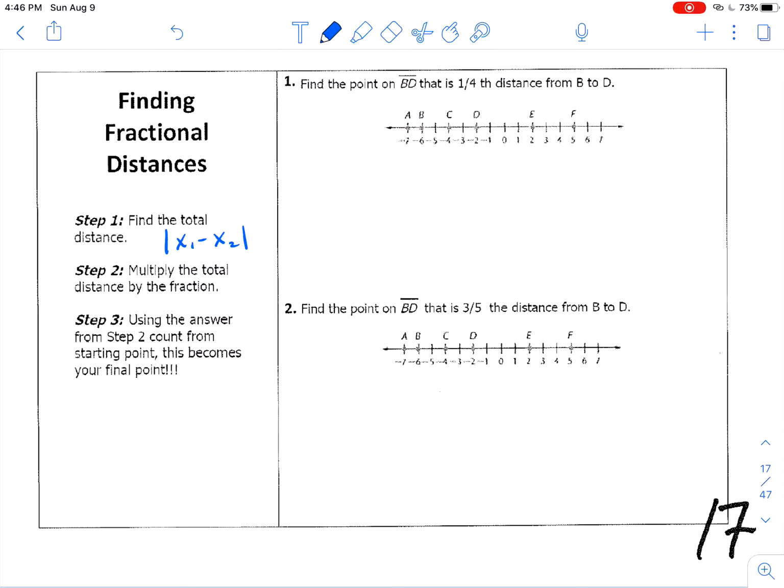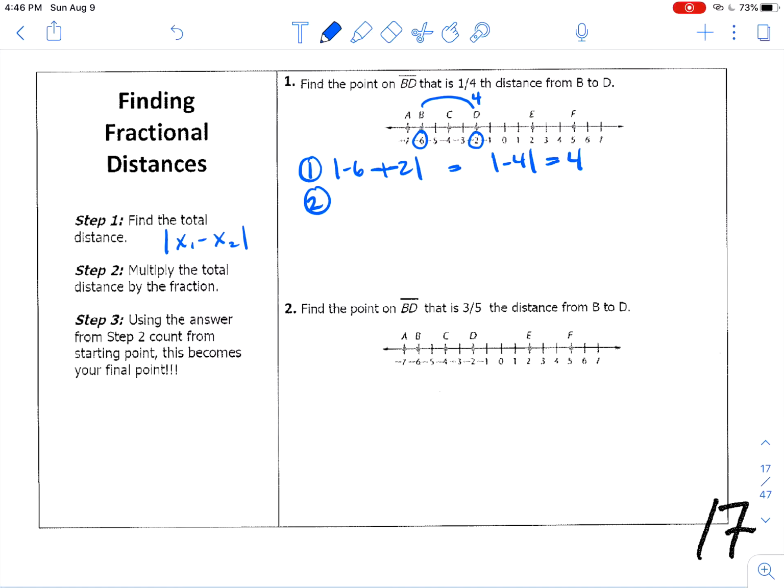So problem number 1, find the point on BD that is a fourth the distance from B to D. Well, we got to start with what is the distance from B to D. So B is at -6, and we're going to subtract the coordinate for D, which is -2. So this is the absolute value of -4, which is 4. So we know the distance from B to D is 4 units.